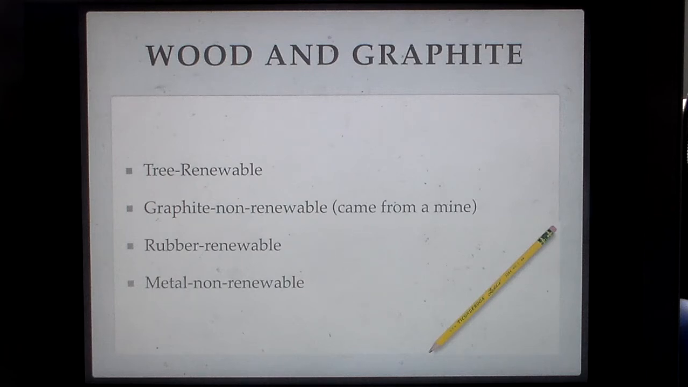The eraser is made of rubber, and rubber is actually renewable. If you didn't know, there are things called rubber trees. They grow. And then the metal that's used at the top of the pencil in order to hold the eraser, the metal is obviously non-renewable because that is something that we get from a mine in the earth. So that is what is in your pencil.